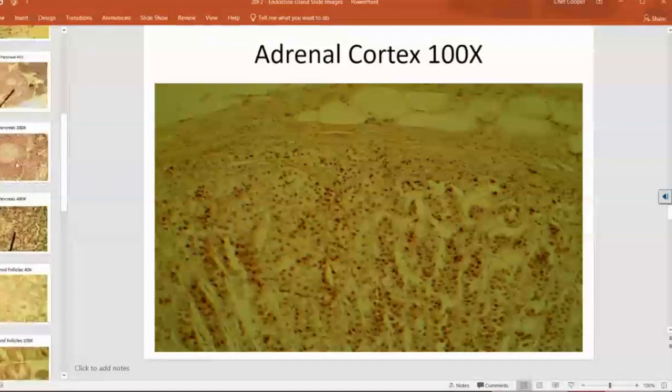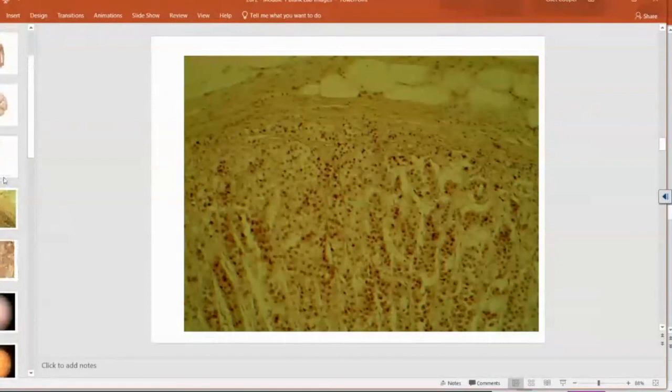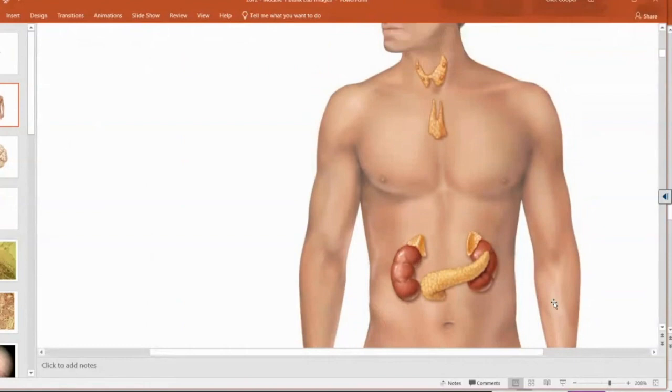Those are all of the slide pictures now for all of the main glands. Now, that's not every gland. We didn't do the thymus. We don't have a slide for the thymus.